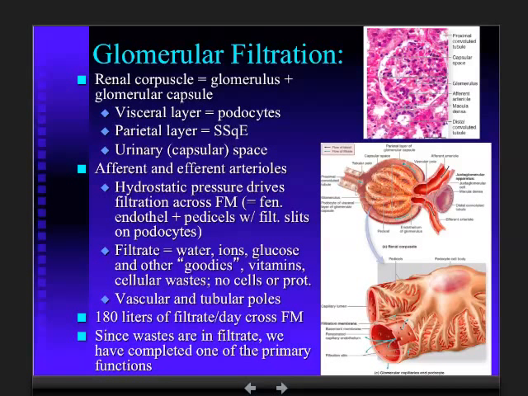The loop of Henle, as you're going to see, should I draw a clean one? Should we get a clean slate going here? Yeah, why not? Let's do that real quick.